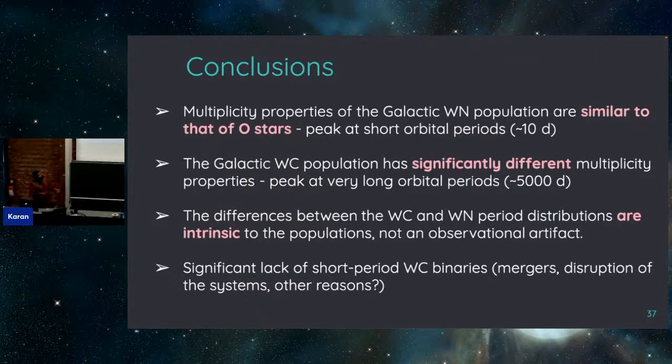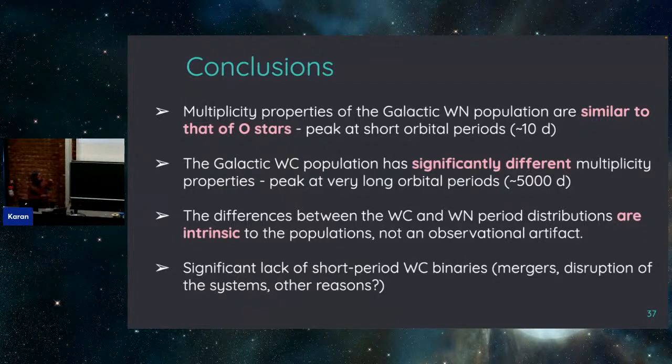So most of them are at very long periods. But whether this is entirely due to the fact that we are only looking at the north, or is there another evolutionary channel that we are missing, or some sort of explanation that we still don't grasp, that is still to be investigated. And are the differences between the WC and WN distributions intrinsic to the populations? What we've observed in the northern galactic sample is that the period distributions are different, and that's not an observational bias, that is intrinsic to these populations.